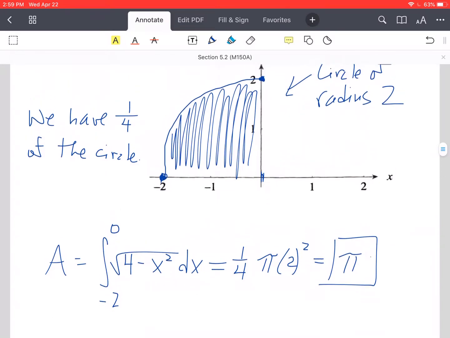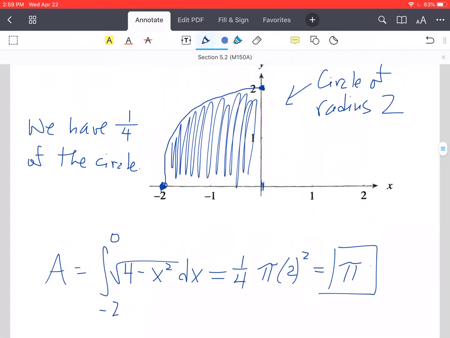So the area of this quarter circle, right in here, this whole area here, from -2 to 0, is pi. And that is the exact area. Okay, that's not an approximation. That is exact. All right.